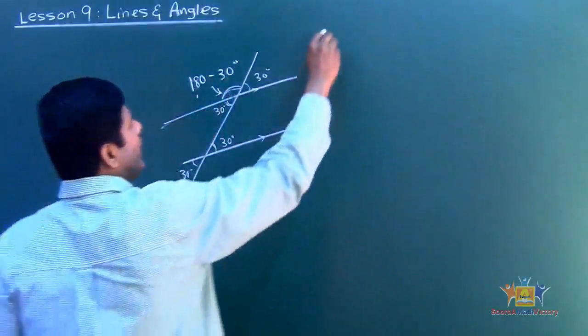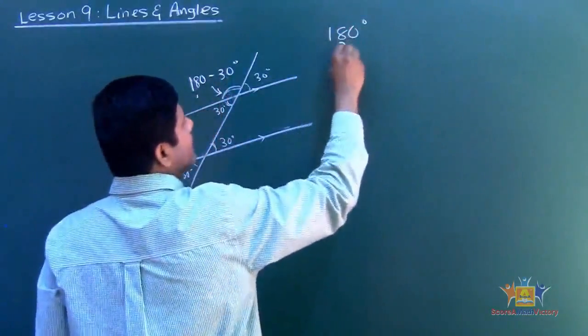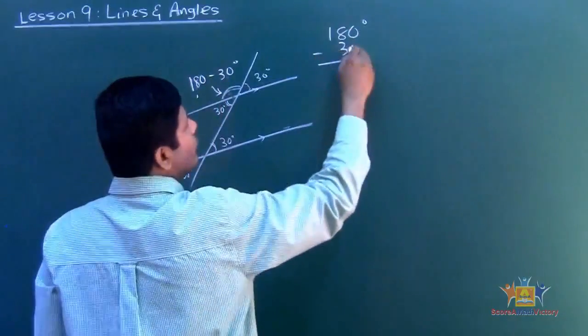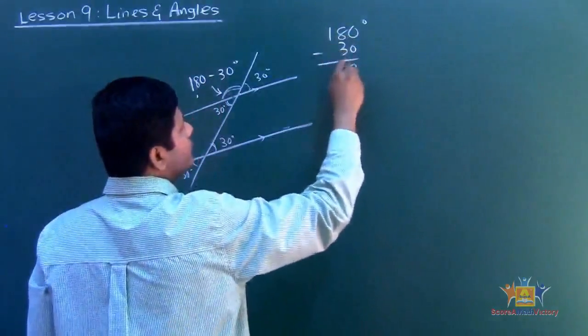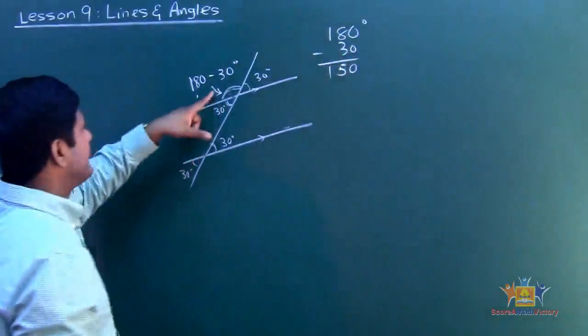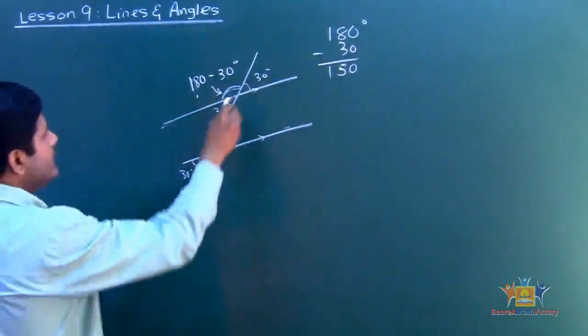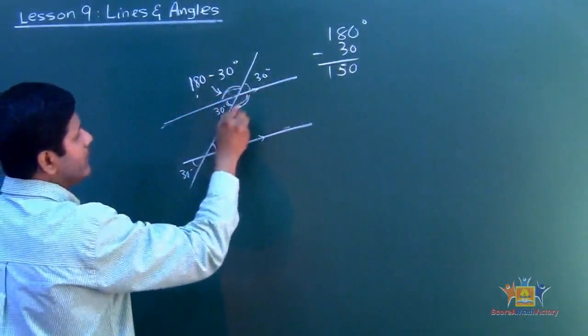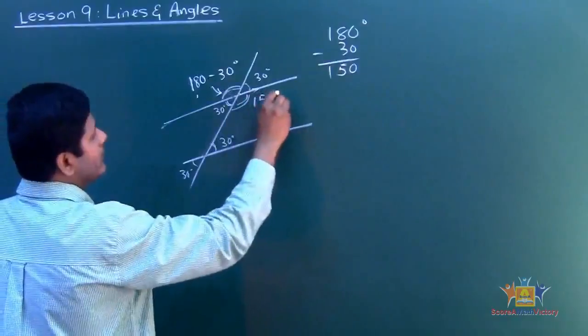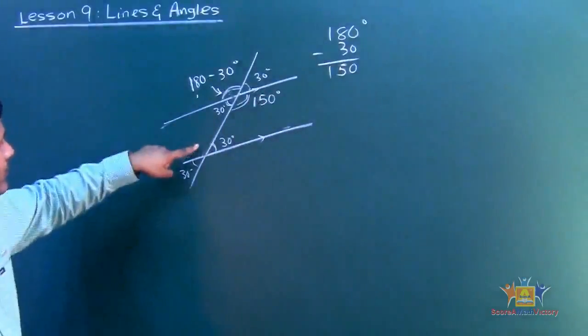Okay? So, 180 minus 30. 0 minus 0 is 0. 8 minus 3 is 5. Bring down 1. That means that's 150. If this is 150, what would this be? Also 150. See that? What about this one?